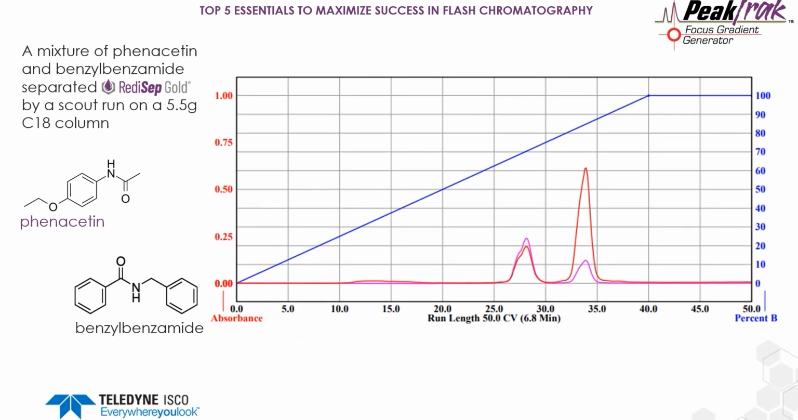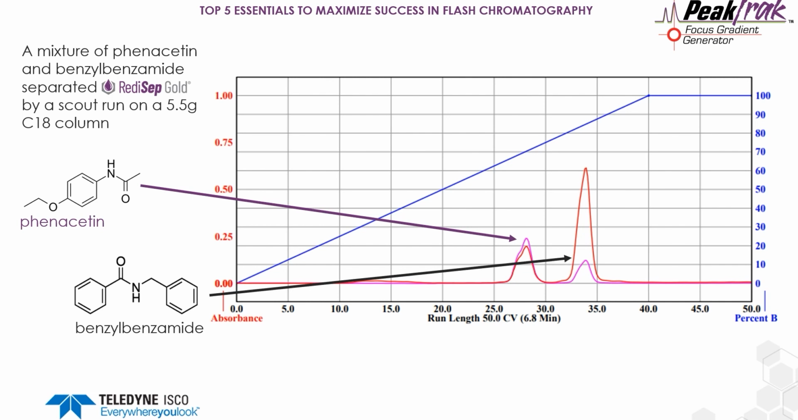Here's another example of how the focus gradient generator can just save us time, save us money. We have a mixture of phenacetine and benzyl benzamide, which we separated on our ReadySep Gold 5.5C18 column. So here is our scout run with this different mixture of these two compounds. And you can see where these two compounds are eluting.